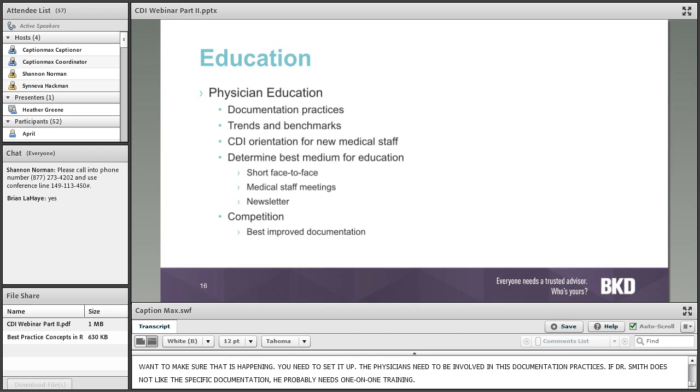Physician education, we want to make sure that that's happening. You need to set it up. Your physicians need to be involved in this.